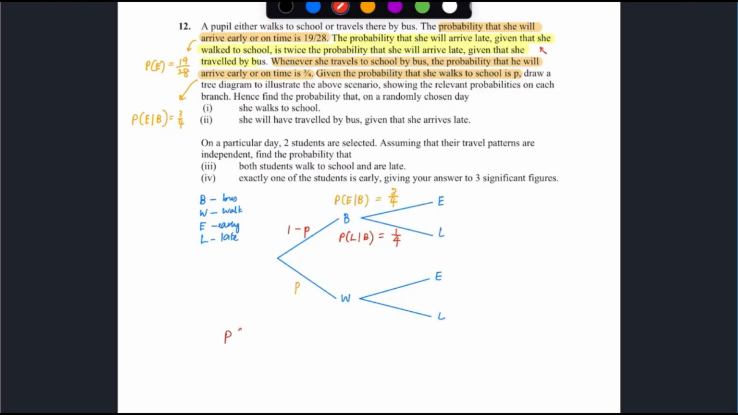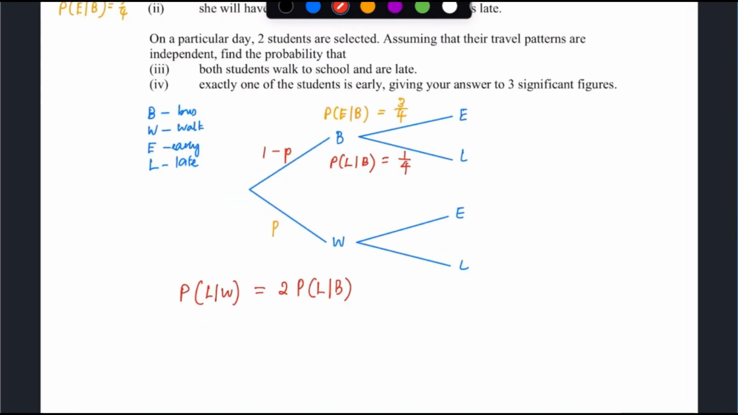The probability that she will arrive late given that she walked to school is 2 times the probability that she will be late given that she traveled by bus. So we have the information here already, and we can use it for this relationship. So this would be 2 times 1 over 4, which is half. Then because this is half, the other one is also half.